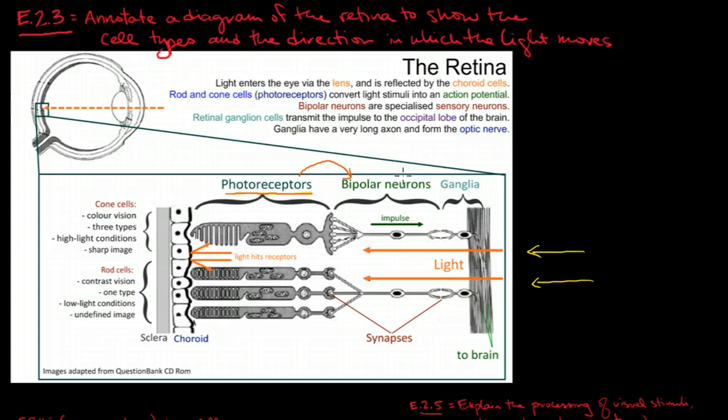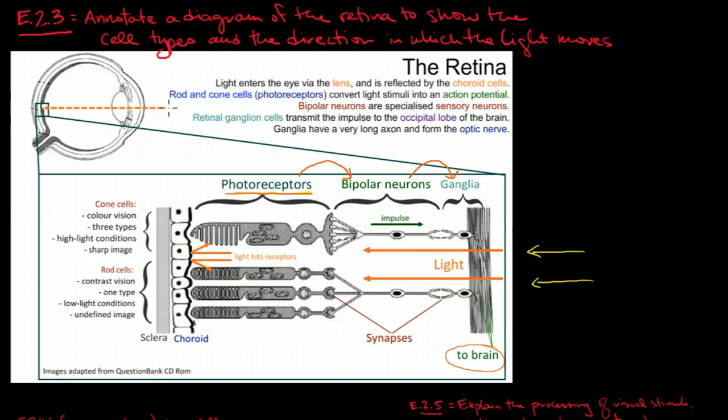And that bipolar neuron creates a synapse with the ganglia, which are the body or the soma of the optic nerve, and the ganglion is going to take this electrical signal all the way to the brain, so the brain can process what's going on. So you need to be able to add what I said to this diagram, okay? And it's pretty straightforward.